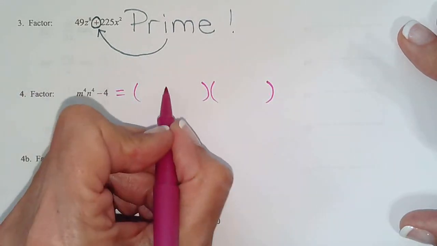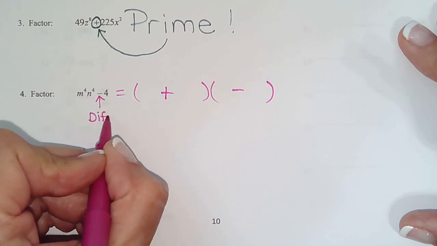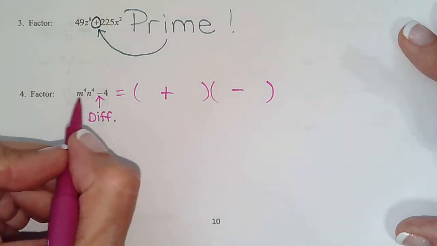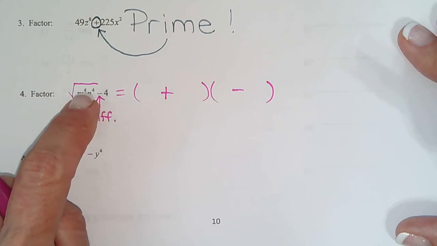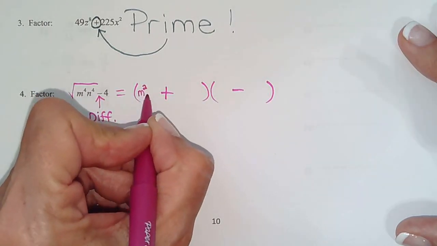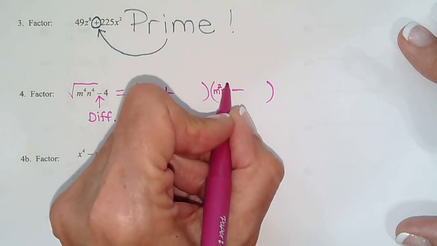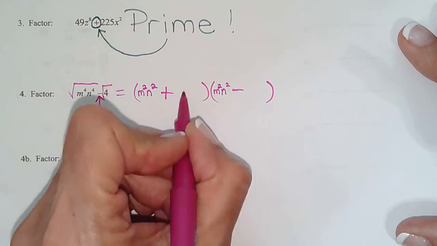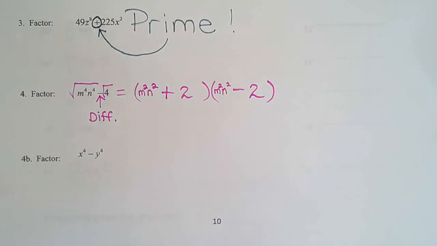So we have to do one of each sign always, because the only way to get a subtraction sign is with a positive times a negative. So we do the square root of this, and you have to square root each part. So when you square root an exponent, you cut it in half. So this would be m squared n squared. So that's what goes in both the first slots. And then we take the square root of the last term, 2, that goes in both the second slots. Love it. Nice and easy. So much easier than AC method, right?